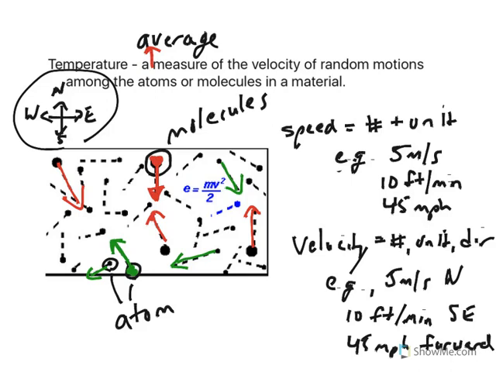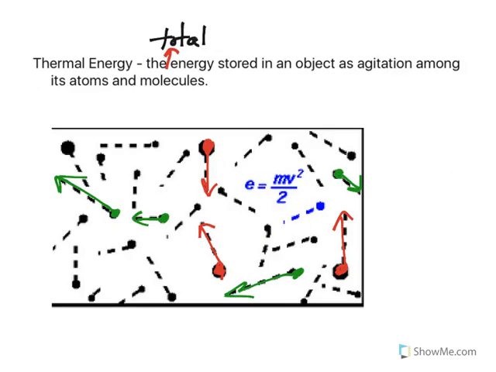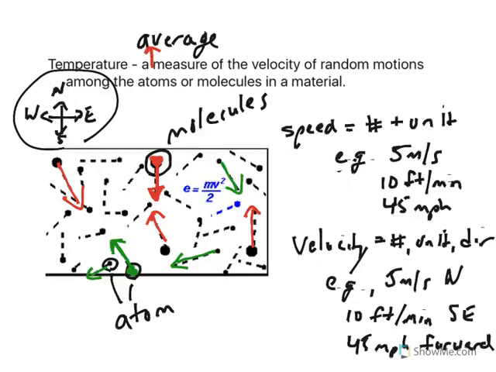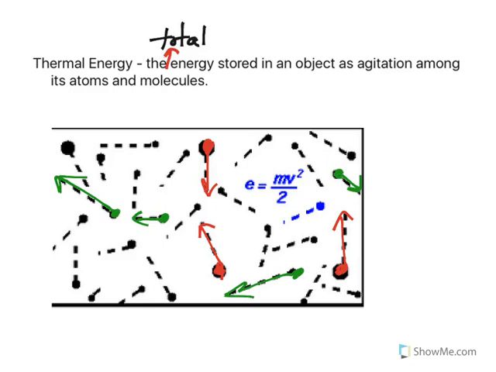So whereas temperature is the average, thermal energy is the total. For temperature, we take the average motions of the particles, and for thermal energy, we add up all the motions of the particles.